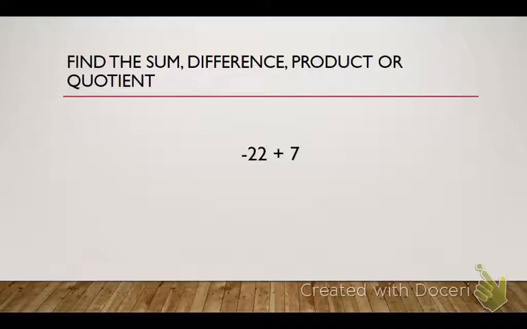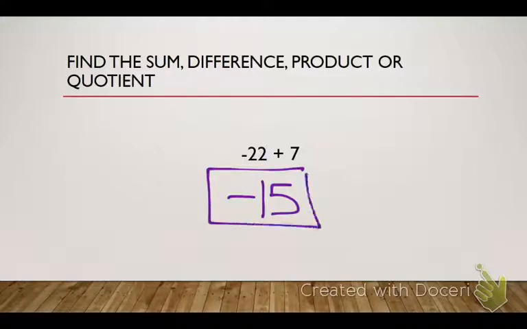Negative 22 plus 7. All right, different signs, subtract and take. I get negative 15. Negative 15. If I owe someone $22 and I pay them $7 back, do you think they're going to call it even? Yeah.